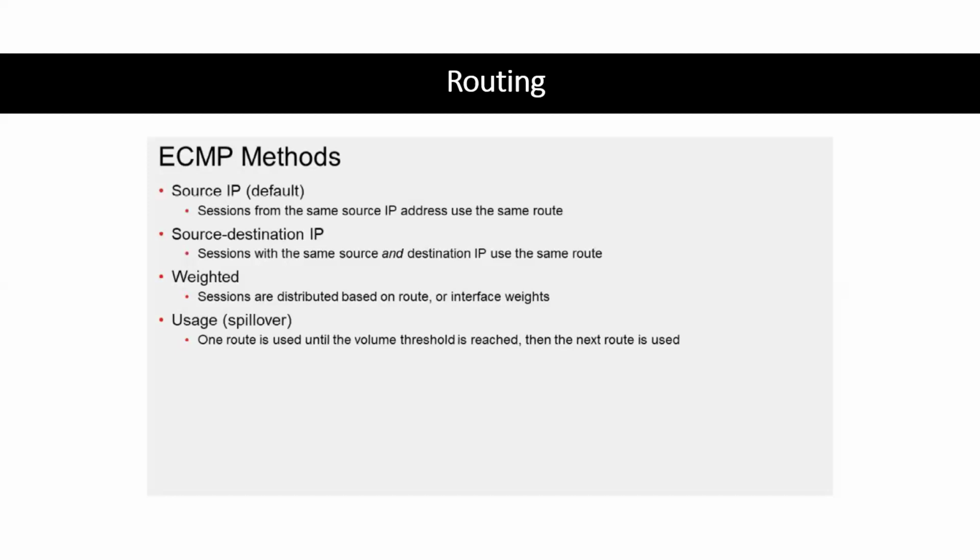With usage based load balancing, it's going to say we're going to use this one path first. Once it's hit its threshold, we'll go ahead and go to the next one. Okay, that's how it load balances that traffic.